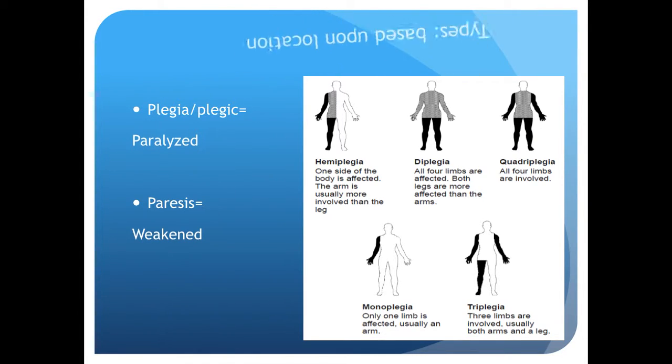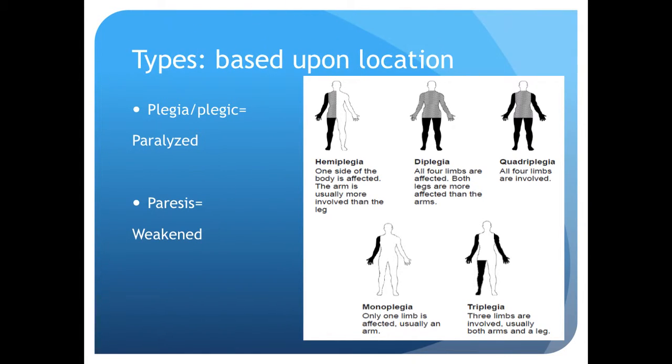CP can also be described based upon the location. It's important to know the difference between paresis and plegia. Plegia means paralyzed, and paresis is more of a weakening. The graphic listed on this slide does a really nice job of describing some types of CP based upon location.